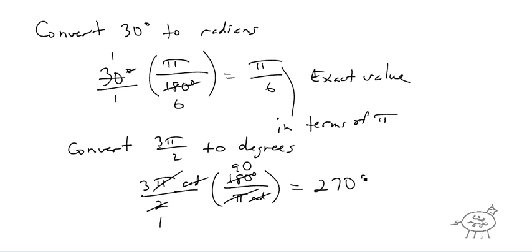Okay, it's pretty easy. So let's do one where you're using your calculator. Convert 213 degrees, 15 minutes to radians.